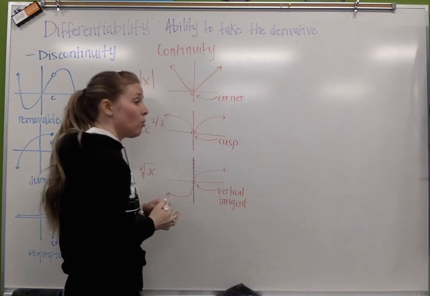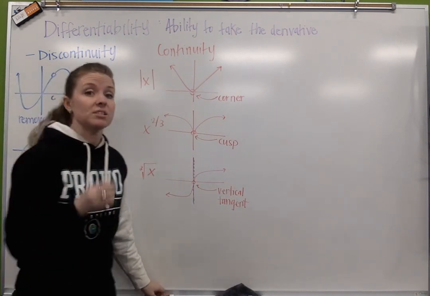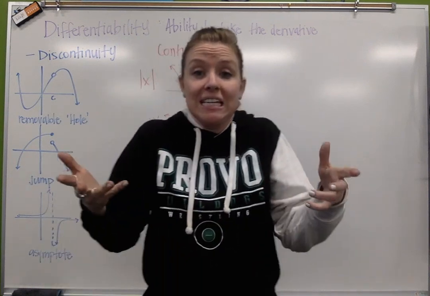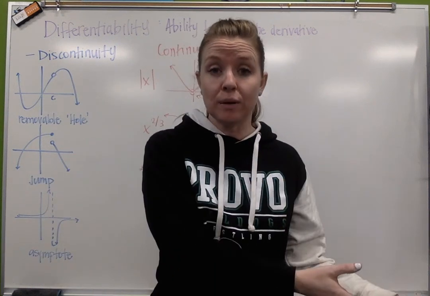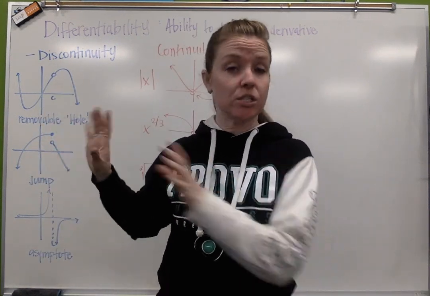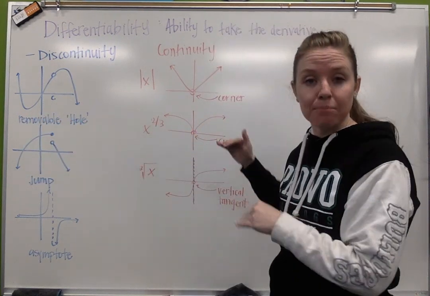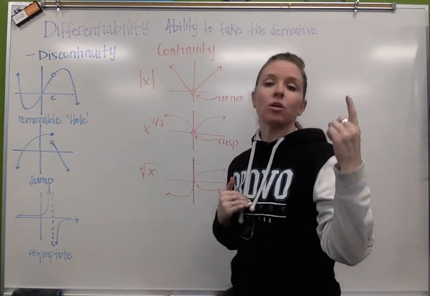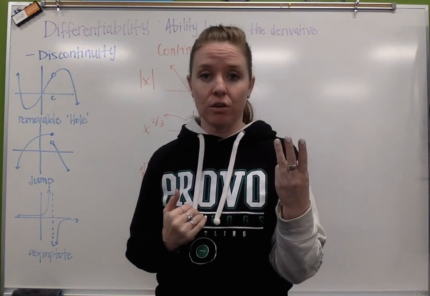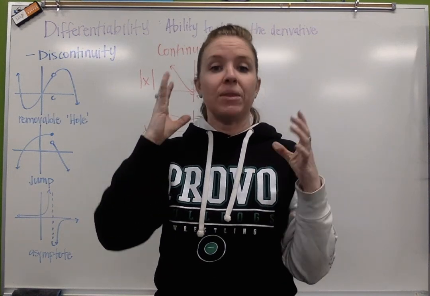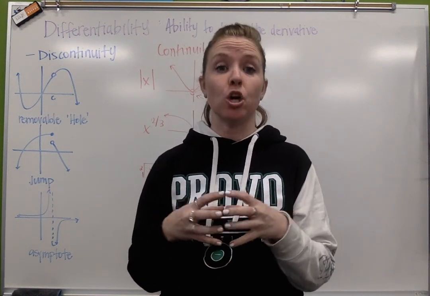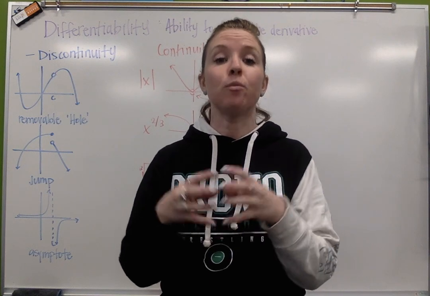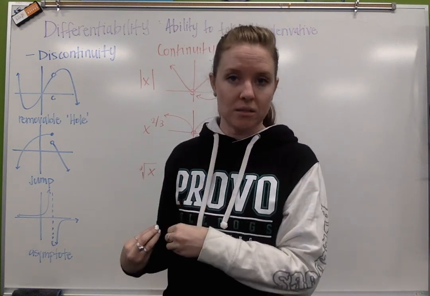So even though these are 3 examples of continuous graphs, if it's continuous, we can take the derivative. There's no discontinuities, no issues, except these 3 issues: corners, cusps, and vertical tangents. At those points, the derivatives don't exist. It's not differentiable at those points.